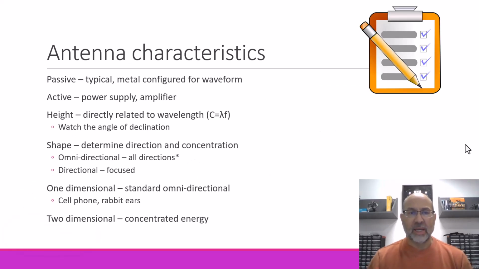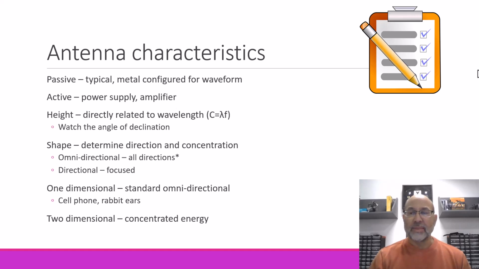Now, when we start talking about antenna characteristics, we've got a lot of things that we could talk about. Active versus passive. Most antennas are passive, meaning there's no additional power supply for an antenna, although you can have an amplifier in there. Antennas are very passive, and they're just metal configured for the size of the waveform or the particular frequency that you're after. And so this right here, the C is the speed of light, and the speed of light is equal to the wavelength times the frequency, and so that's why they're inversely proportional to each other.